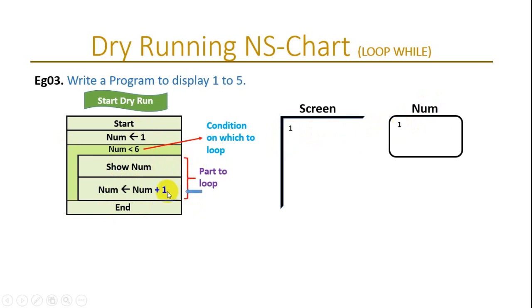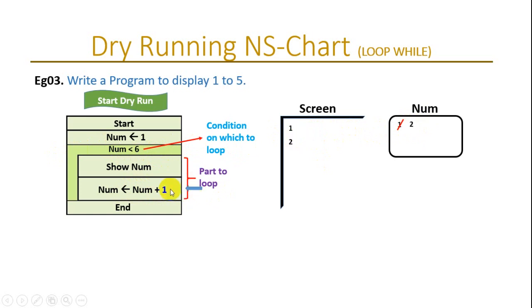Then we go to the next line, and here num is currently 1. 1 plus 1 is 2. We write back to num, so it becomes 2. We are at the last line of the loop. Again you go back to the condition and check, is it less than 6? Yes, 2 is less than 6. So you go here. Now show num. This num is 2, therefore when you say show num, 2 will get displayed.